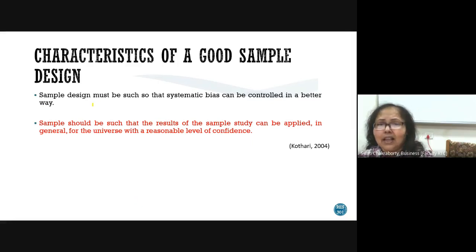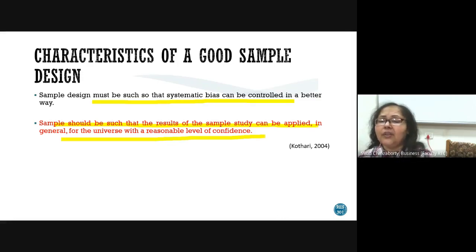So sampling design must be such that the systematic bias can be controlled in a better way, right? So samples should be such that the results of the sample study can be applied in general for the universe with a reasonable level of confidence. You should be able to apply it to the entire population.